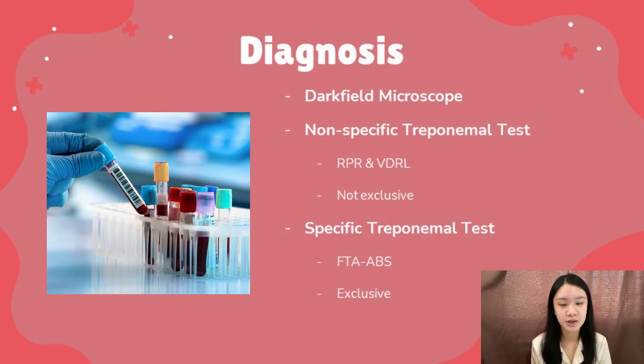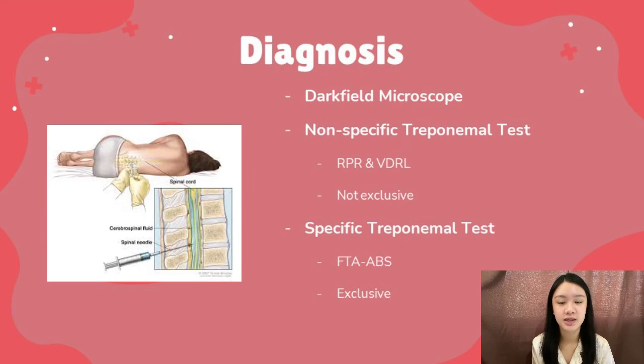It can be a non-specific treponemal test or a specific treponemal test. The non-specific treponemal test detects the antibodies that are against the T. pallidum present in the body. For this test, the CSF will be collected in a lumbar puncture procedure. It includes the tests that are called RPR and VDRL. It is called non-specific since it detects antibodies that target various antigens, thereby it is not exclusive for treponema.